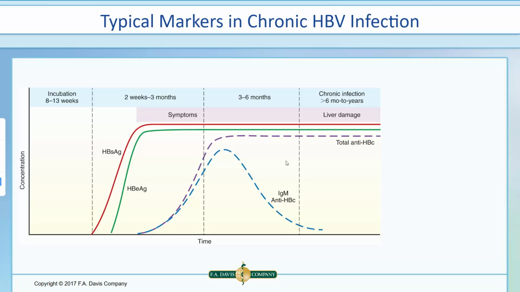Chronic HBV infection, you would see these increase and they kind of just stay because we didn't get rid of the hepatitis B. You can eventually see that liver damage is going to be caused. Total anti-HBC would remain high.